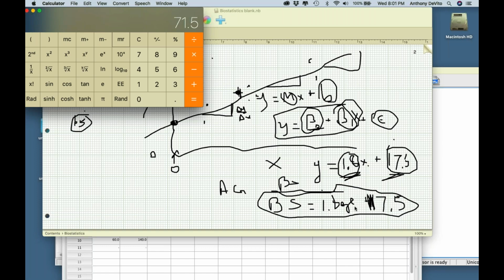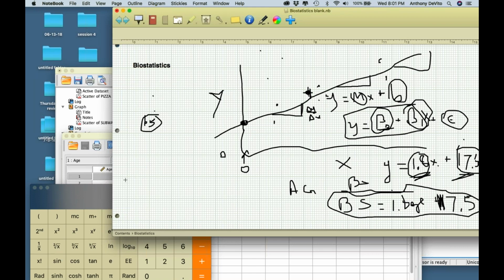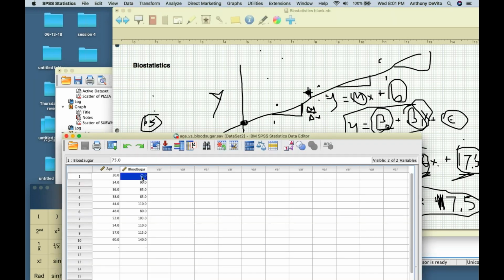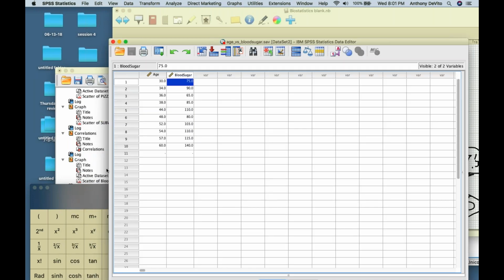So that's how Betty got that. She put the value of x in there and calculated what the blood sugar would be. Well, what was the person's actual blood sugar? Let's see what it was. Was it 75? Somebody's telling me 75. It was 75. So our formula missed the right value by 3.5. The person's real blood sugar is 75, and we missed it by 3.5. Well, that's our error, that little epsilon. That's the error in our formula.